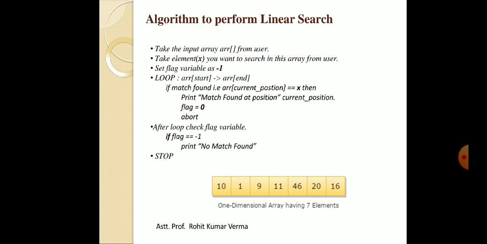In the next step, dear students, you can see if there is no match. Here in this array we are searching for element 46. Suppose this element is not available inside this array, then a message is printed, that is, no match found. So this is our basic algorithm which is used to perform linear search.